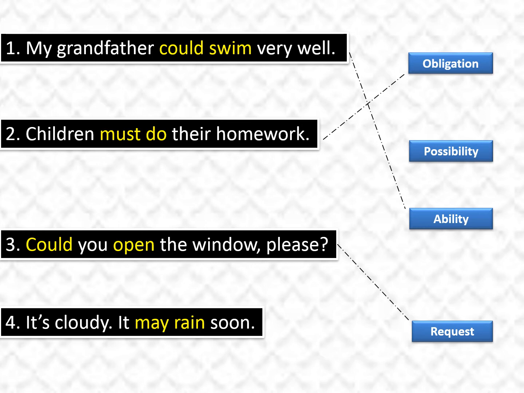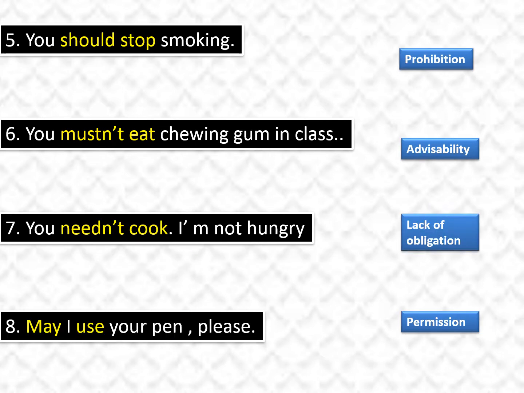It's cloudy, it may rain soon. That's a possibility. May and might are used for possibility. Okay, good. Number five, you should stop smoking. Is it prohibition, advisability, lack of obligation, or permission? Should, we said that should is used for advisability. Yes.